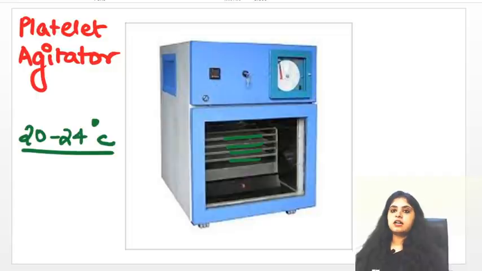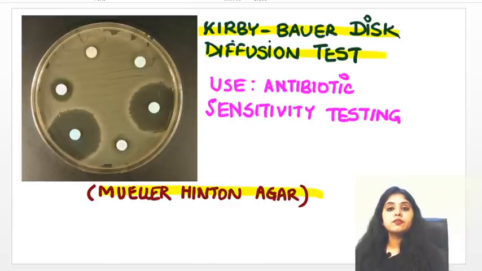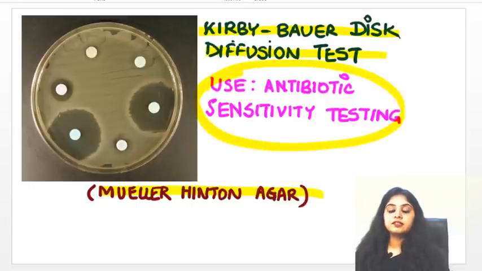Okay, what are we left last? Few microbiology images and we are done. Let's begin with the first one. This is something you should expect. Please remember, Kirby-Bauer disc diffusion test. This is something you do on which agar? The Mueller-Hinton agar. And what is the use of it? Whenever you want to test for antibiotic sensitivity.